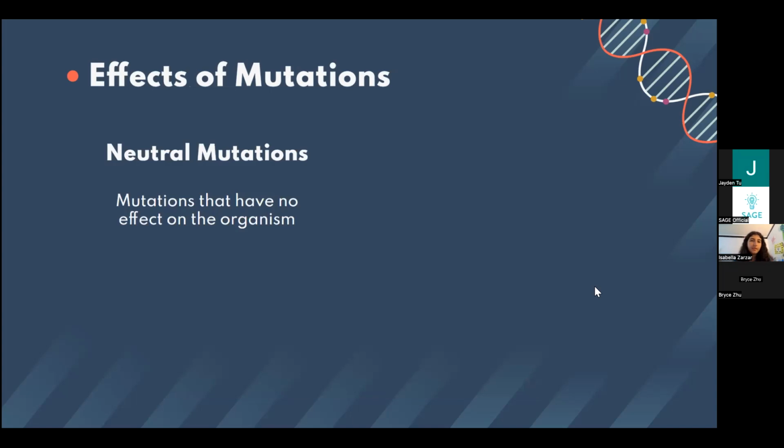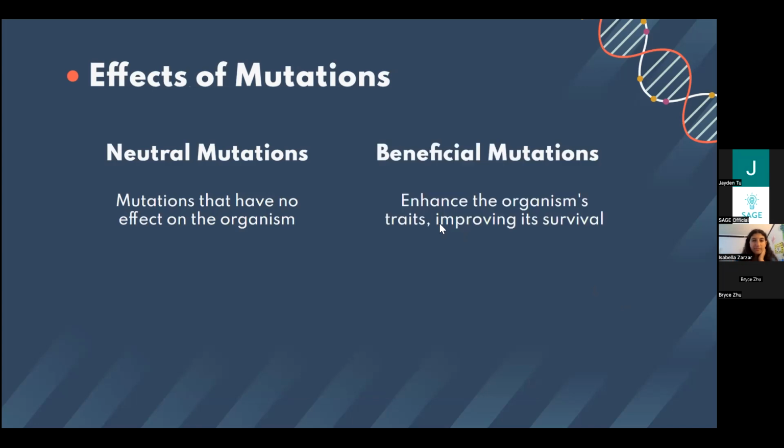Okay, let's move on. So here are the effects of mutations, and what kind of effects they can have at least. So first we have neutral mutations. These are basically mutations that just have no effect on the organism. They don't really do anything. They're not harmful, they're not beneficial. They're just mutations that don't have any effect.